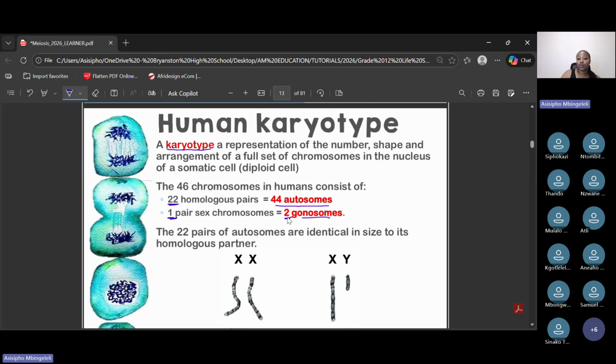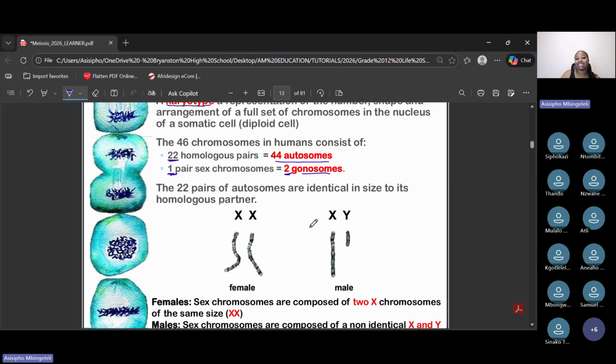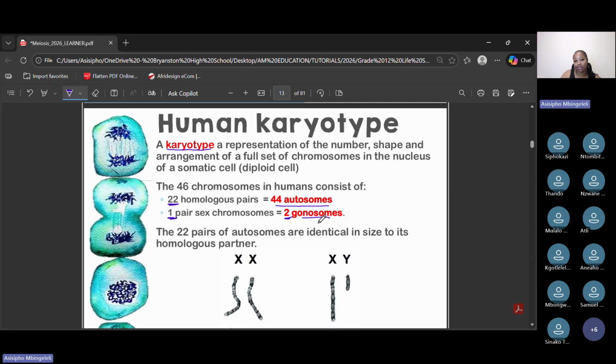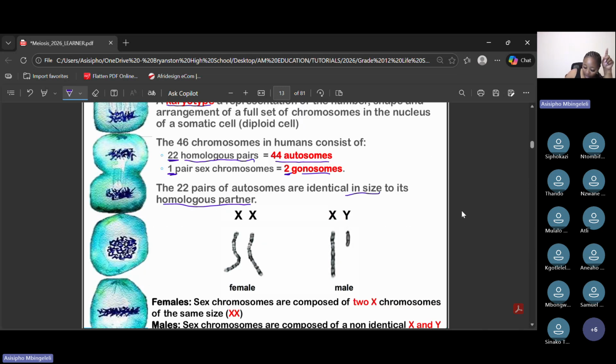Now, the 22 pairs of autosomes are identical in size and with their homologous partner. So remember, we called them homologous pairs, and we said they have the same size, height, genes in the same locus, centromere in the same position. All 44 of them, the autosomes, or all 22 pairs, will have an identical size and everything that was mentioned about the homologous ones. The only difference will be the gonosomes.